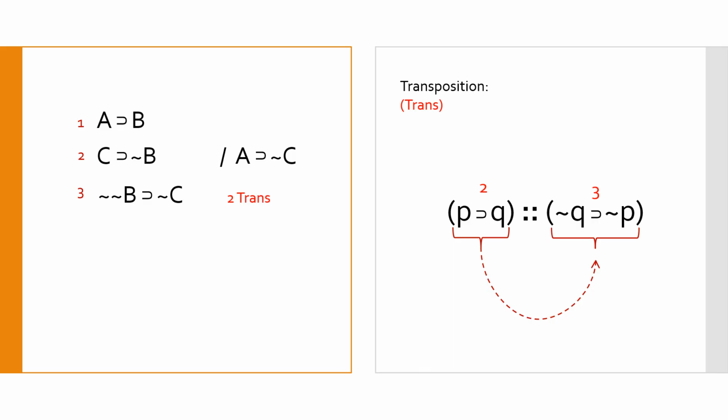Now the first step in dealing with this is actually transposition. If you remember, transposition tells us that we can take a conditional statement and essentially flip it around if we negate both sides. So we have in number 2 the conditional statement, if C then not B. If we want to transpose this, we say if not not B, then not C.